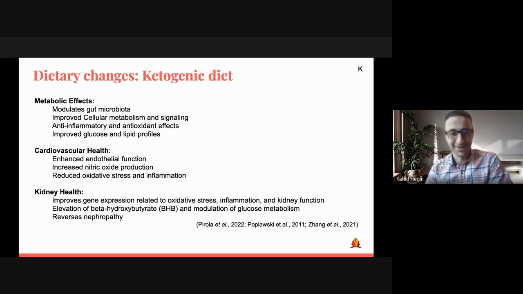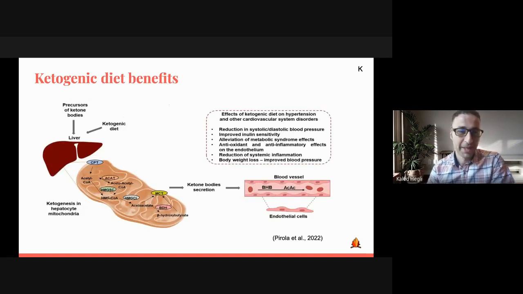Sorry, correct me if I'm wrong there. Okay, that's the diagram promised. Ketogenic diet with the precursors of ketone bodies coming into the liver, which already at the cellular mitochondrial level makes things more efficient, so less reactive oxygen species, better functionality of the cell, and obviously the tissue following.